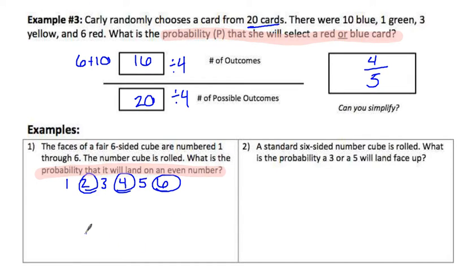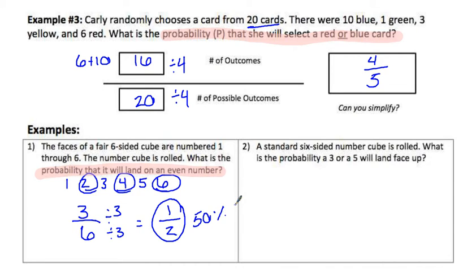So our probability of landing on an even is 3, because 3 of them are even out of 6. And then you can divide the numerator and denominator by 3, and you're left with 1/2 probability. Or you could also write it as 50% probability.